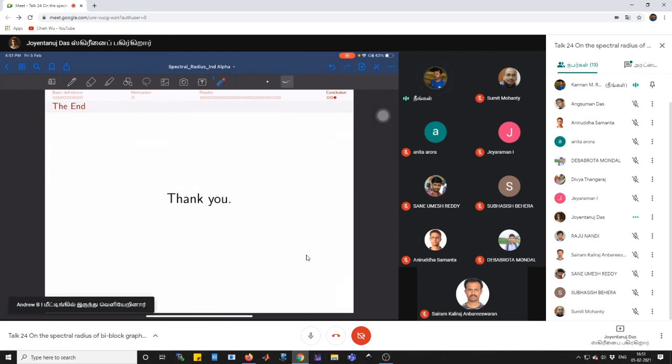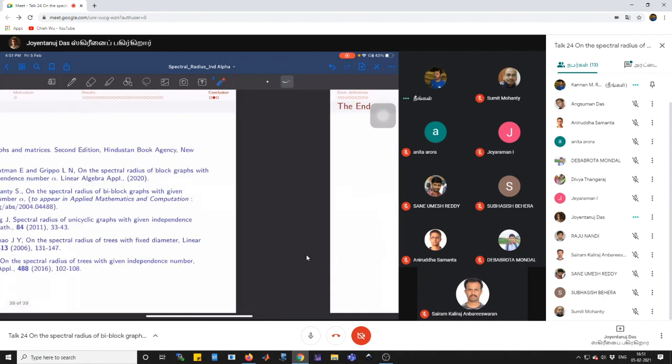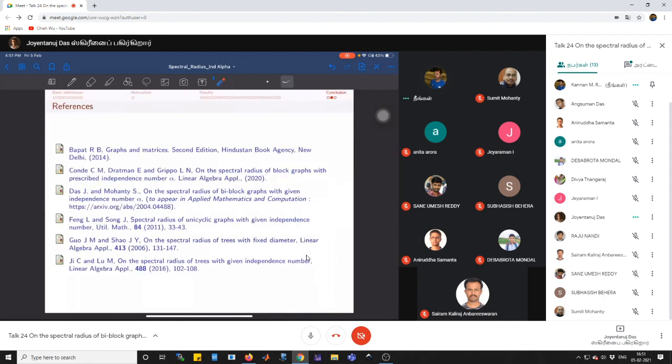So, Jayant Anuj, what about this extremal problem for just block graphs instead of biblock? Yes, this is done. Okay, so what is the extremal candidate there? I don't exactly remember now. Yeah, it is a complete graph with a star on it, one of its graphs. Recently done, in 2020.